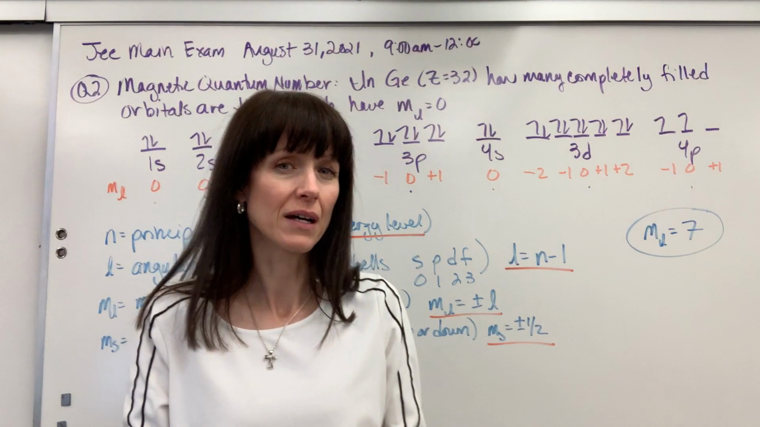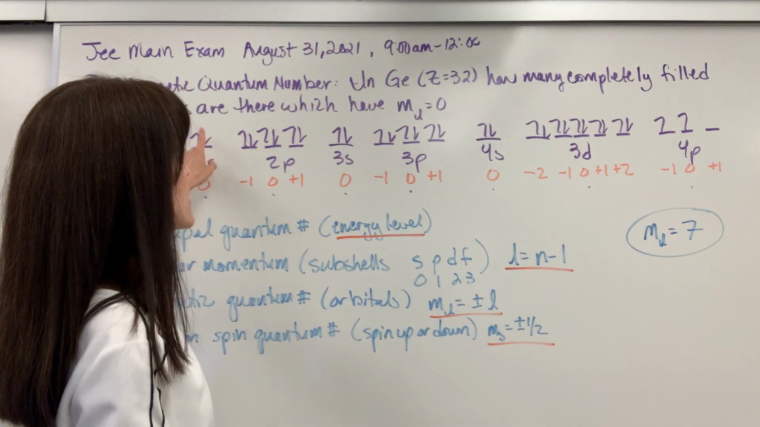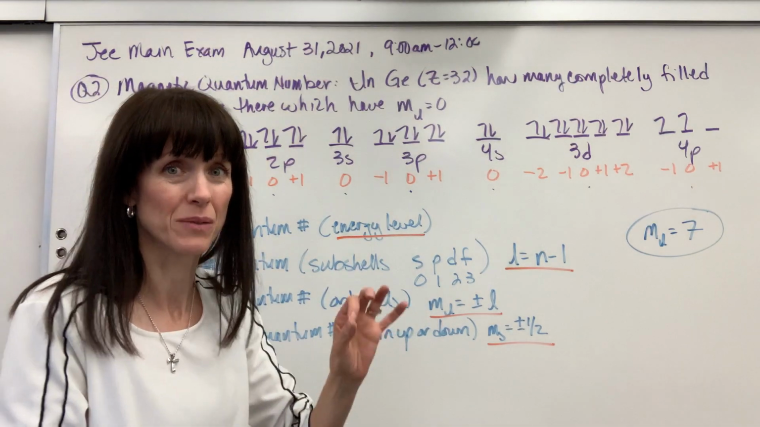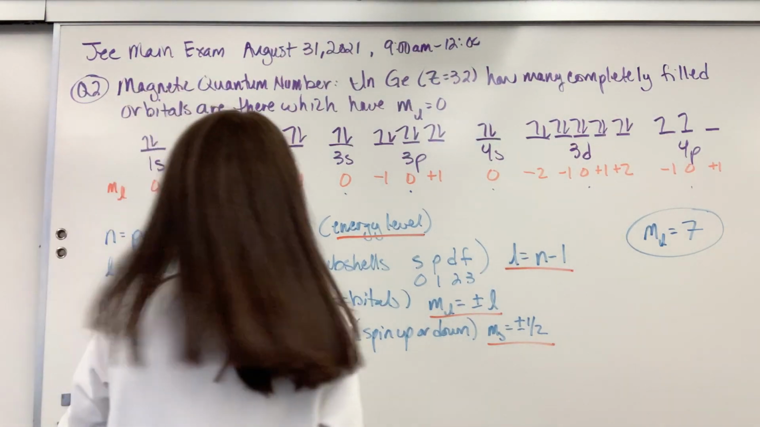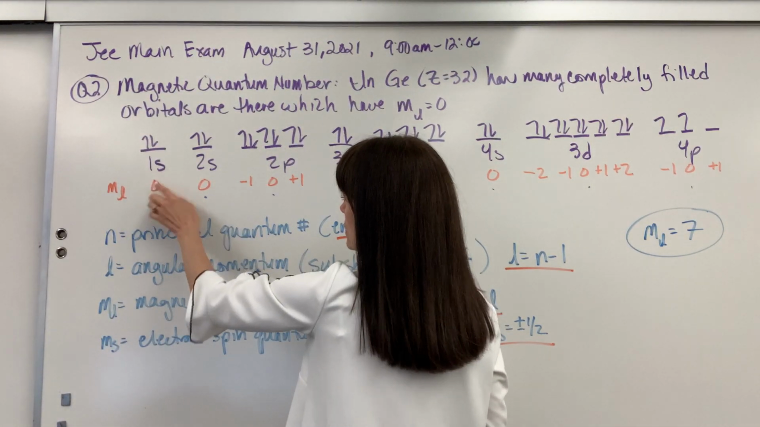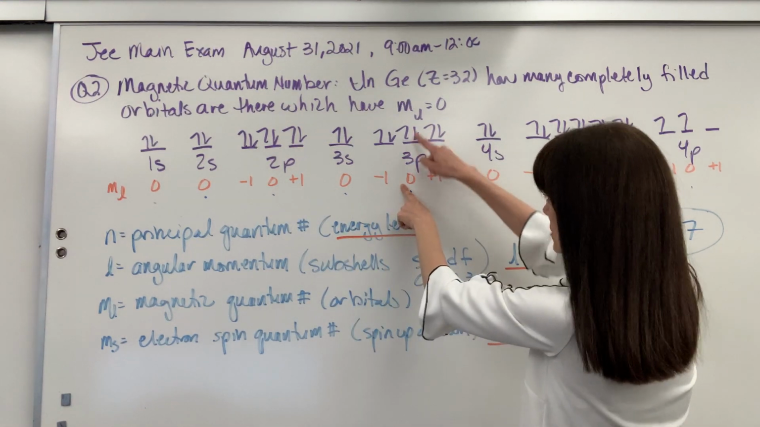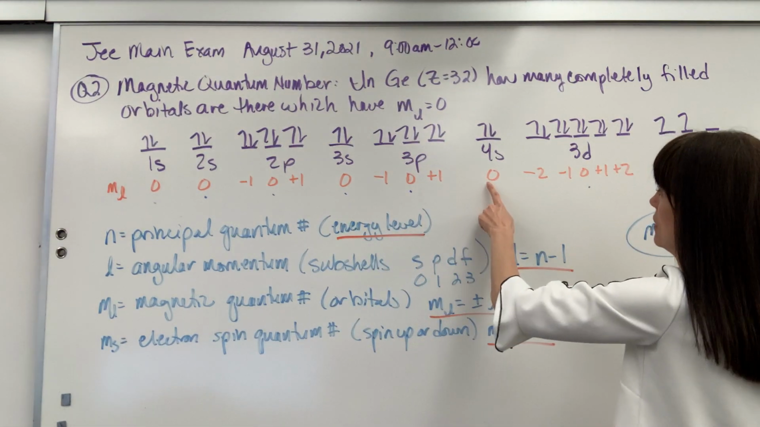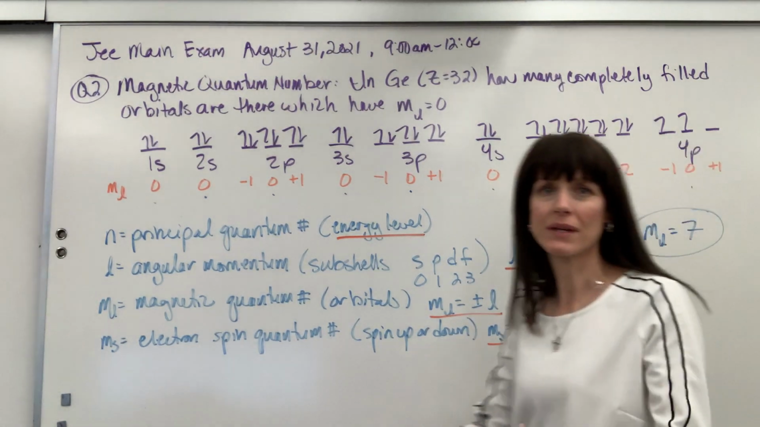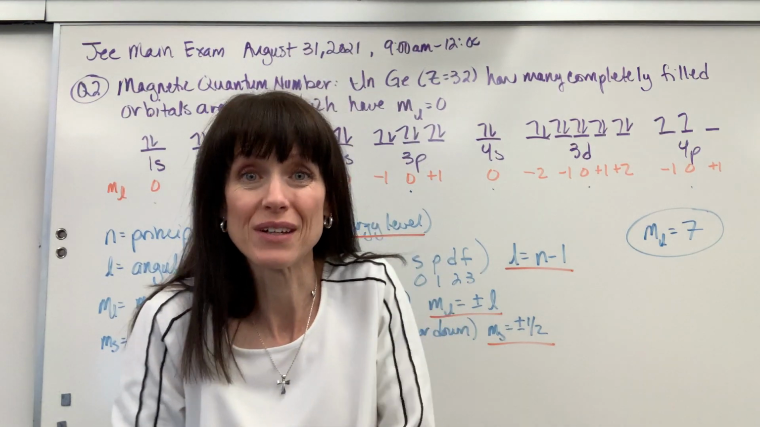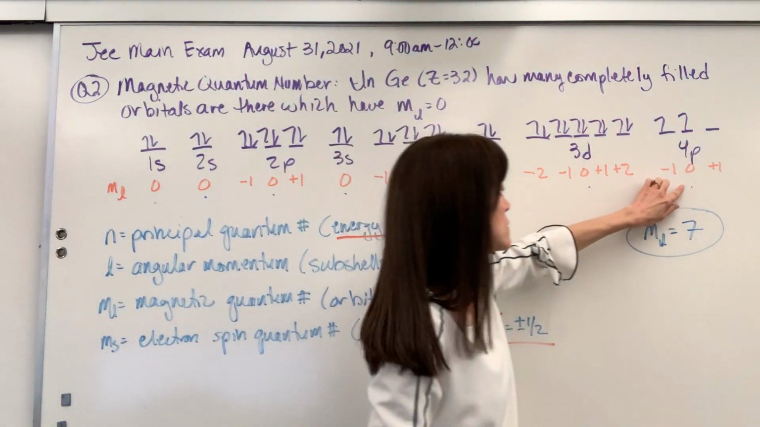Now look carefully at this question. It wants to know how many completely filled orbitals, and it wants m sub L equals 0. So let's look at our zeros. Here's filled, there's 0, 0, so let's count 1, 2, 3, 4, 5. I'm just looking at those 2 arrows. 6, 7, and we don't count this one. Why don't we count that last one? Because it's not filled. It only has 1 electron in it, not 2. So we take that off.